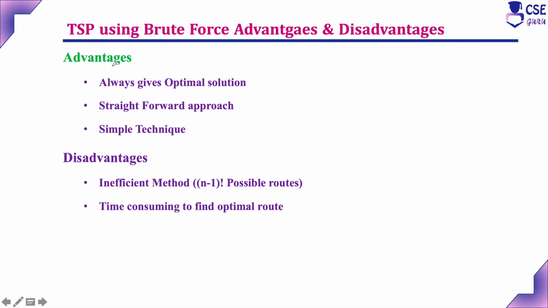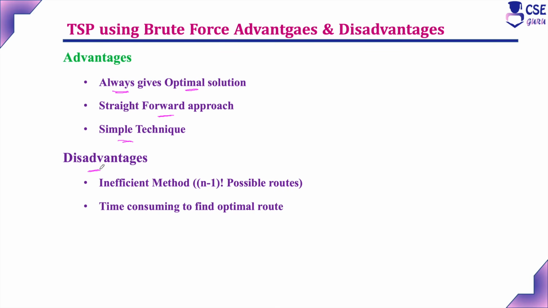And what are the advantages and disadvantages of this brute force approach? This brute force approach always gives the optimal solution, that is the best solution. Here it gives the minimum cost, so that it will maximize the profit. And it is a straightforward approach. Nothing to confuse. Find the permutations of all possible routes, and for each route, compute the cost. Select the one with the minimum. So it is a straightforward approach and a simple technique. So these are all the advantages of the brute force approach.